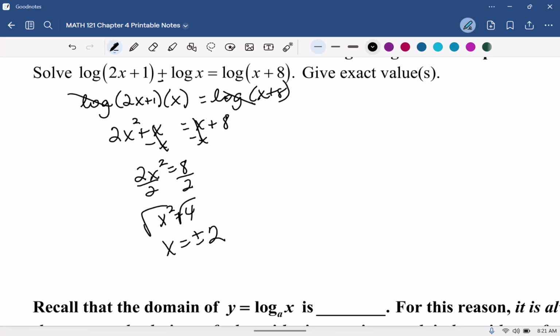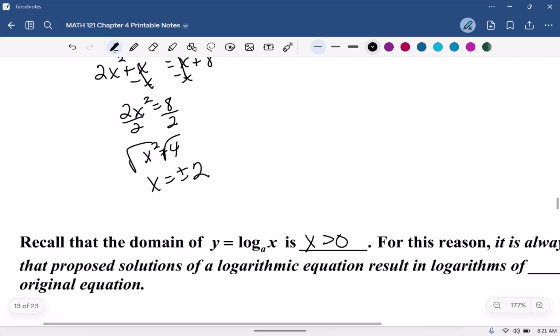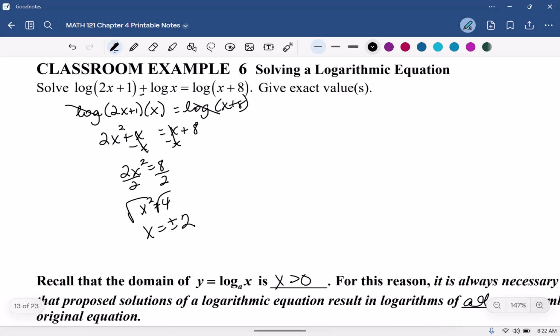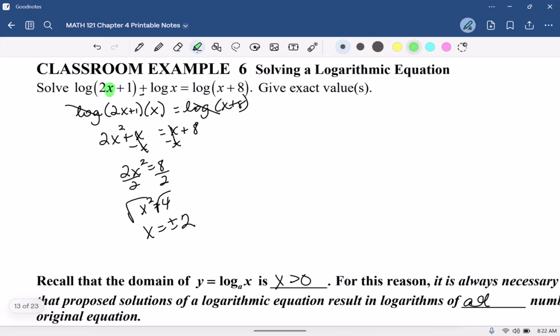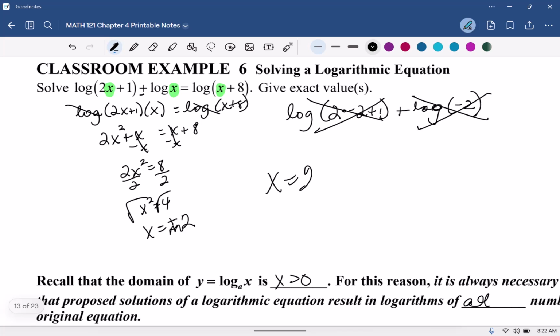Now, the rule is the domain. Remember that the domain for log is x greater than 0. So you do have to check all of them to make sure that you're not taking the log of a negative number. If I fill them in here, 2 times 2 is 4 plus 1 is 5. I'm good. So positive 2 works great. But if you fill in the negative, I got 2 times negative 2 plus 1, plus log of negative 2. You can't take the log of a negative number, and that one's the log of a negative number too, so you throw the negative away. So it's just x equals 2.